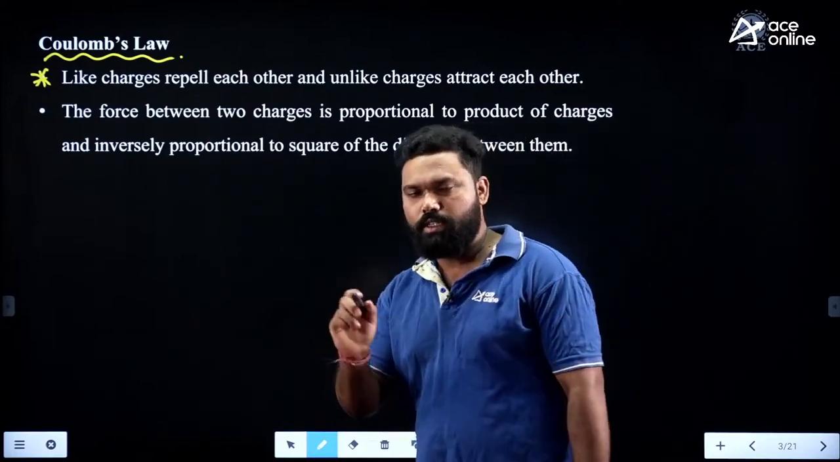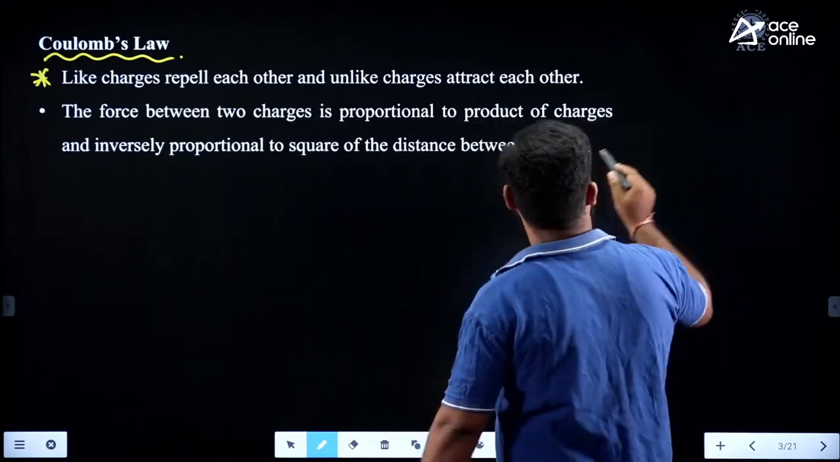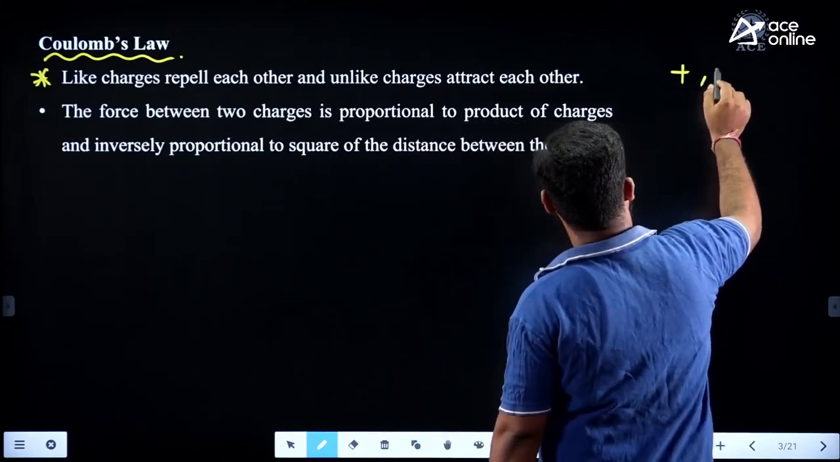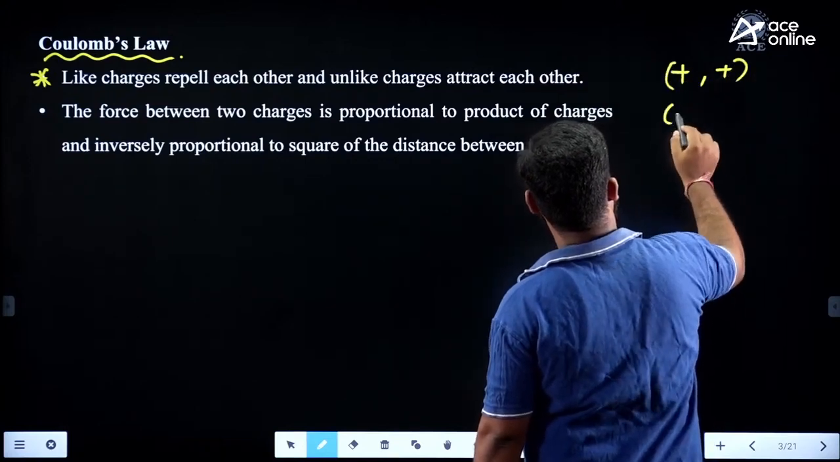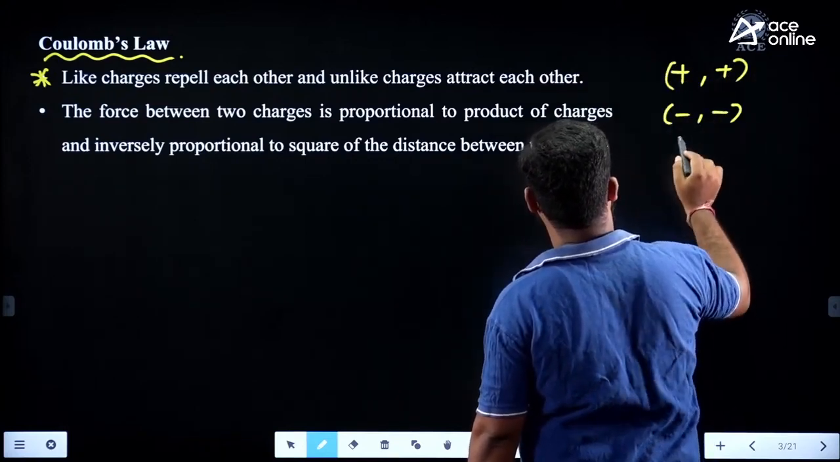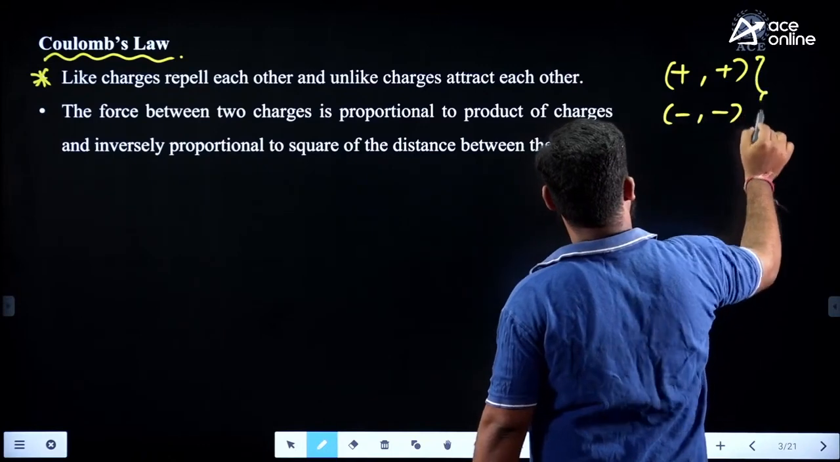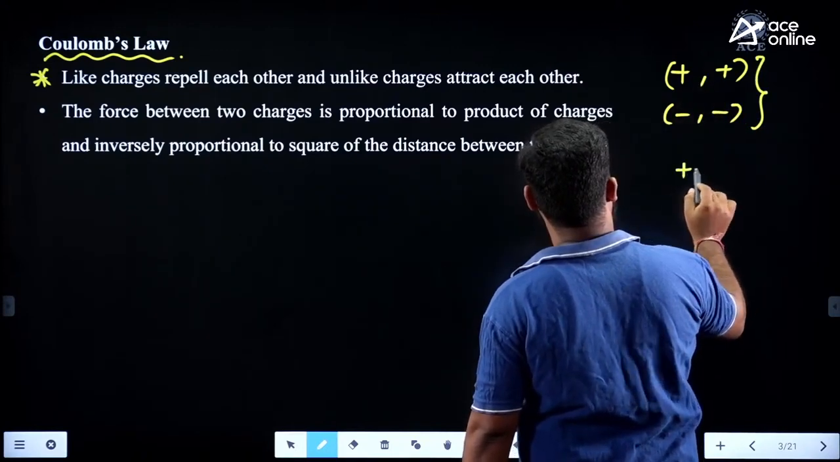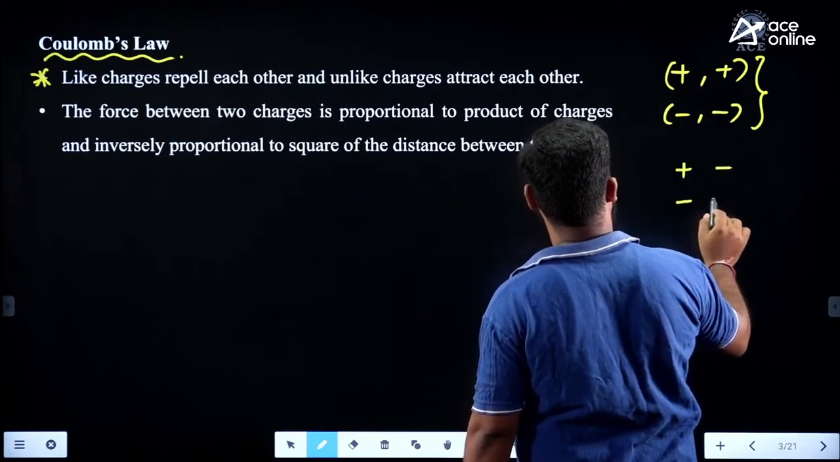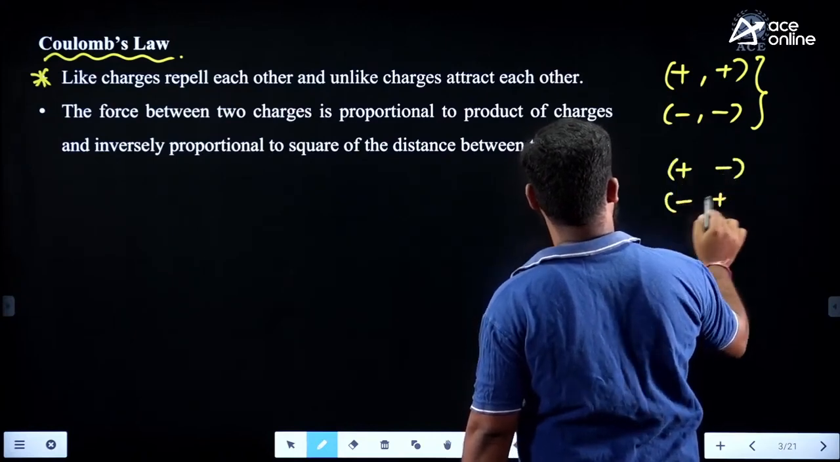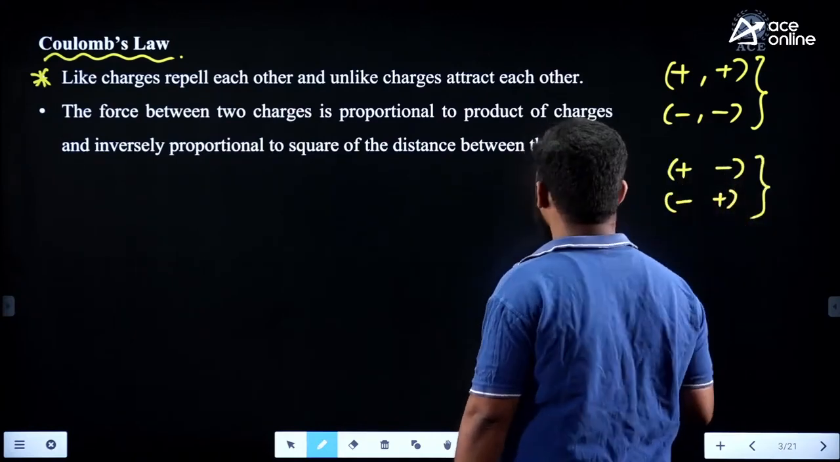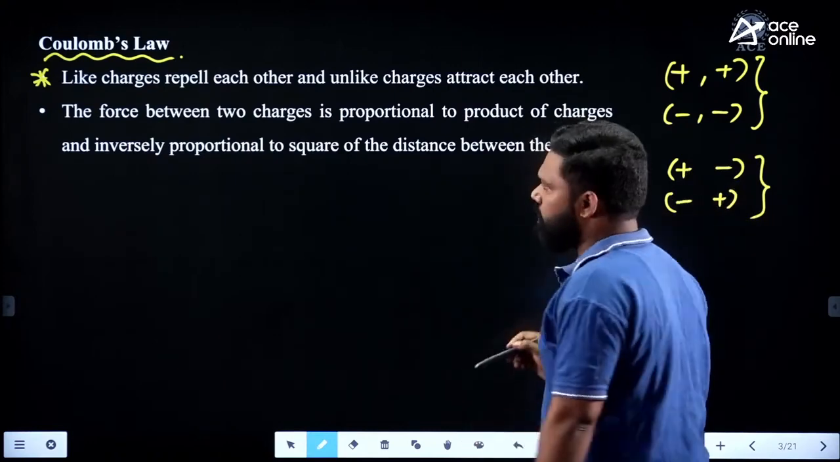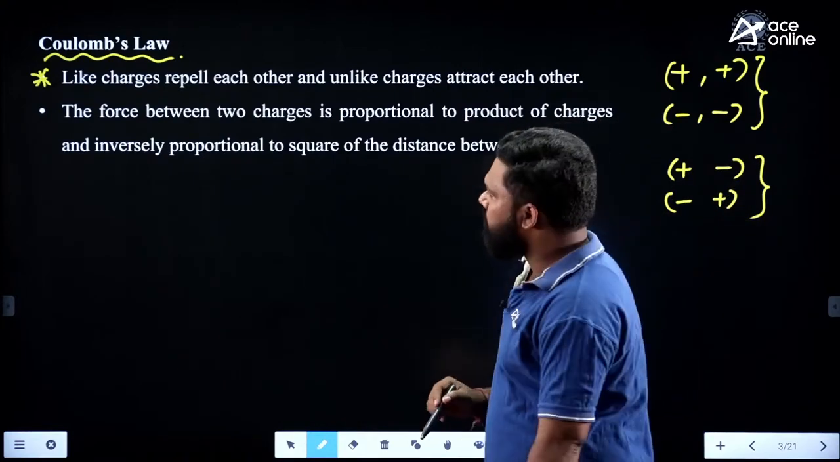What are the like charges? Positive, positive. Negative, negative are the like charges. So between these two there will be a repulsion force. And what are the unlike charges? Positive, negative, negative, positive. So there will be a force of attraction between them. That is the first statement.